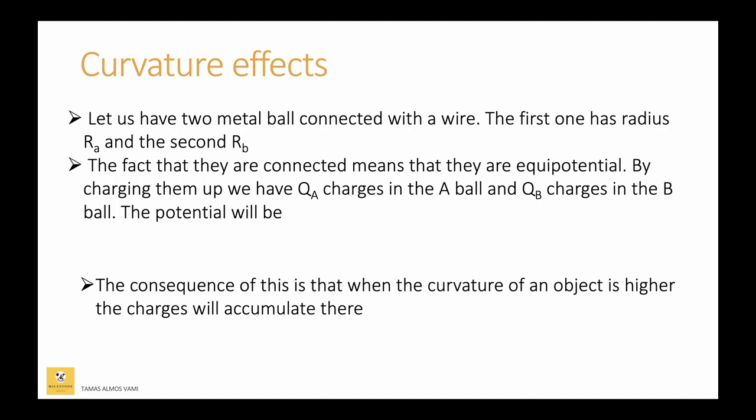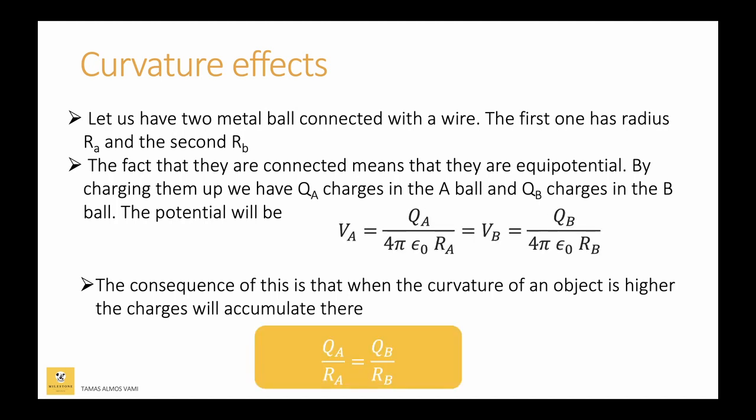One more thing is about curvature effects. So if we have two balls connected with a wire, the first ball has a radius of RA and the second one has a radius of RB. And since they are connected, that means that they are equipotential, the potential is the same. And we know how we calculate the potential. The potential for the A ball is going to be the charge on the A ball divided by 4 pi epsilon 0 times the radius of the ball A.